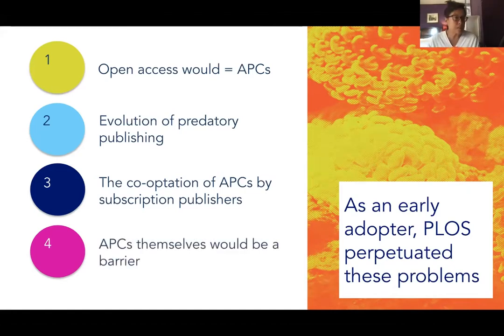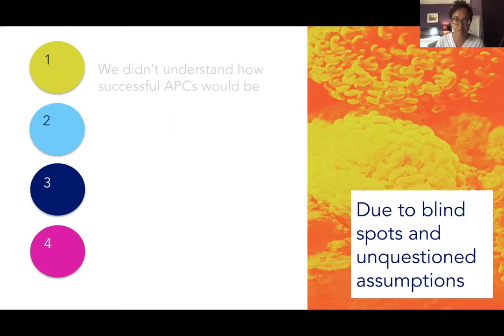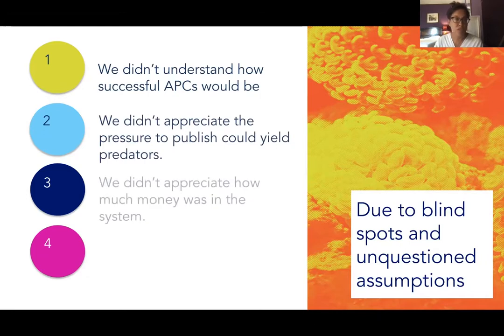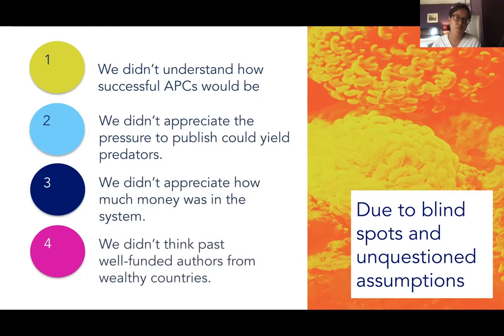And then lastly, and in some ways it seems super obvious in retrospect, but we didn't really think through how APCs themselves would be a barrier to participating in publishing, which of course we now see that they are. So these are some of the blind spots and, I think, unquestioned assumptions that come with assuming that open access means I pay a fee and, if I have the money, that's good. That's not really the case.